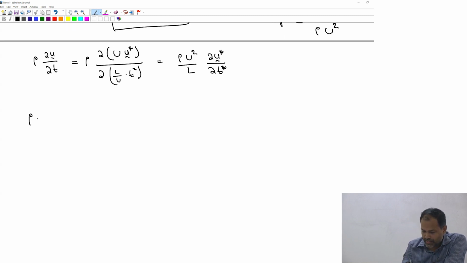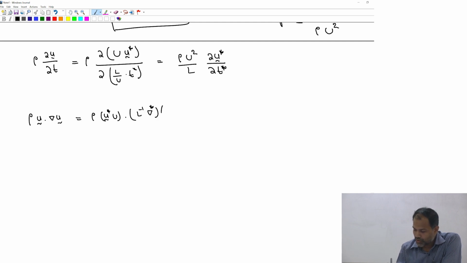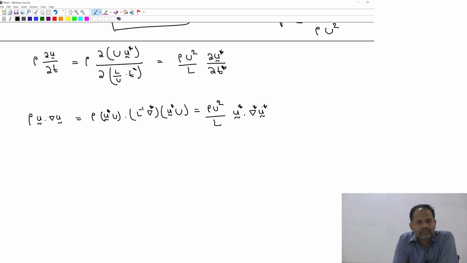Then we have the non-linear term rho u dot grad u, which is the next term. It is rho, U times u star, dotted with the gradient, L inverse del star, operating on U u star, which is going to give me rho U square by L into u star dot grad star u star. Correct?